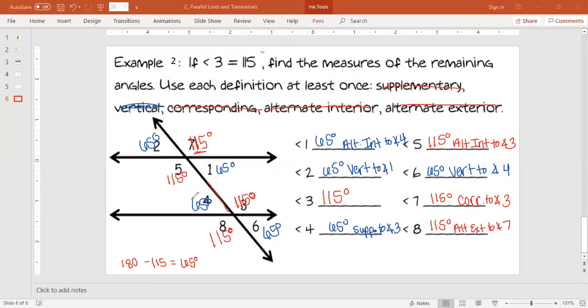And we just went around and we found every measurement. So notice here that it's the same two numbers every time. It's either 65 or 115. 115 or 65. So if you find 2 of them, you can find every other angle on this paper. If I give you 1, you can find every other angle on this paper. So this is kind of a how-to.